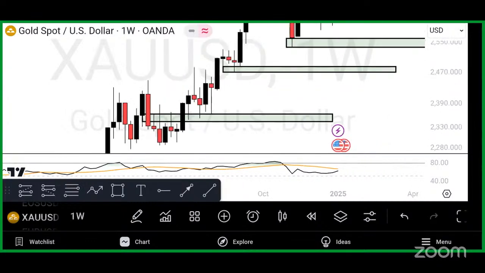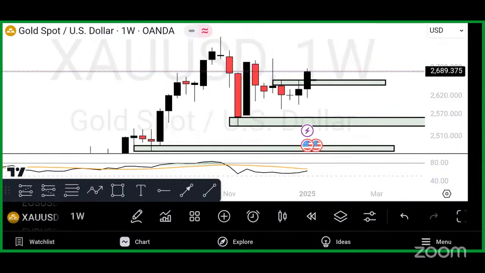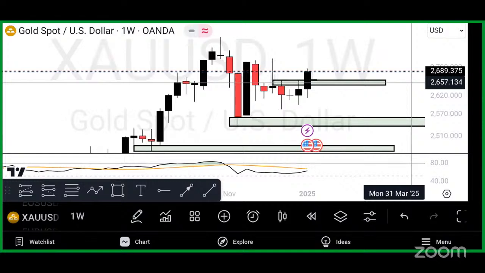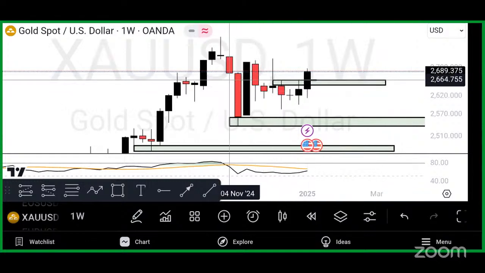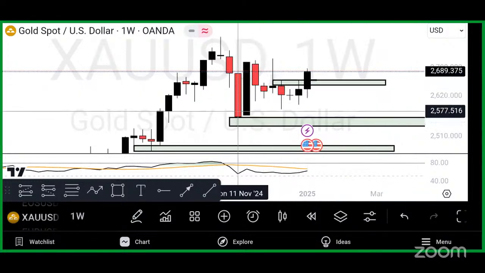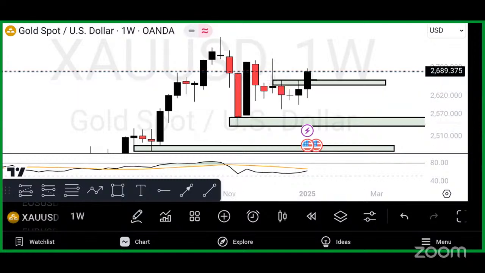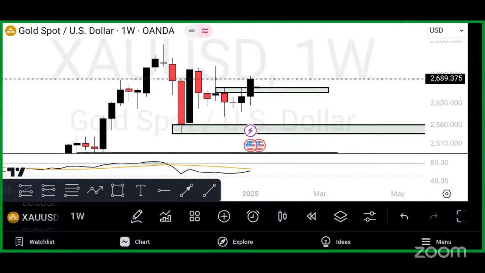So I'm just waiting for the big correction. I think this is the biggest correction we're gonna get. This right here, this candle right here. I think that's one of the biggest corrections we're gonna get for a while. I think the price is gonna go ahead and push up to 3,000.